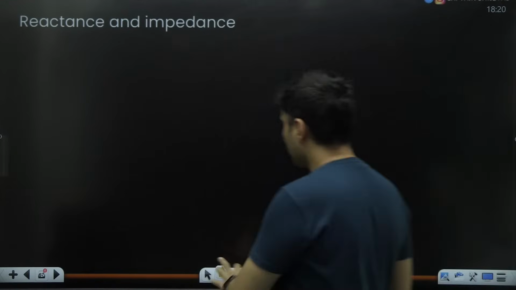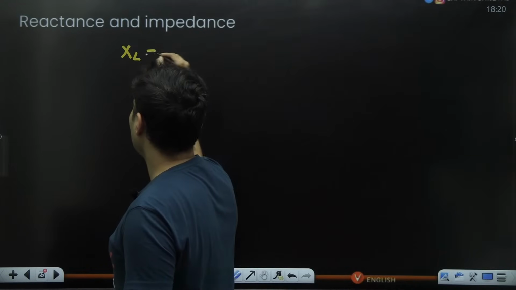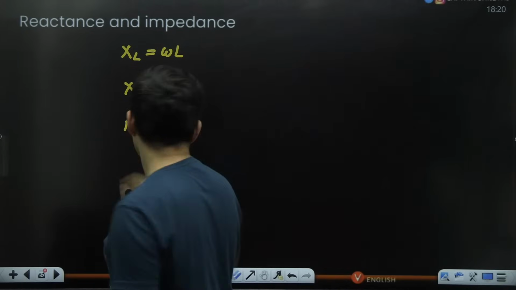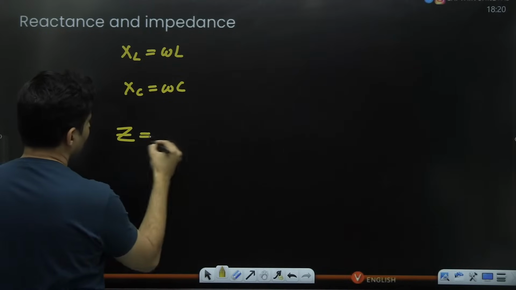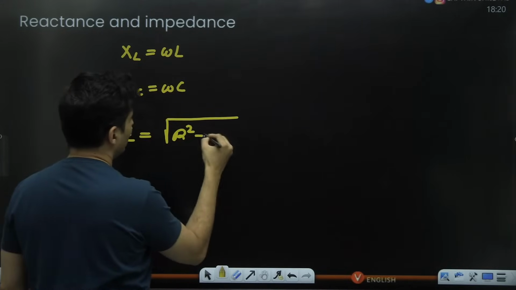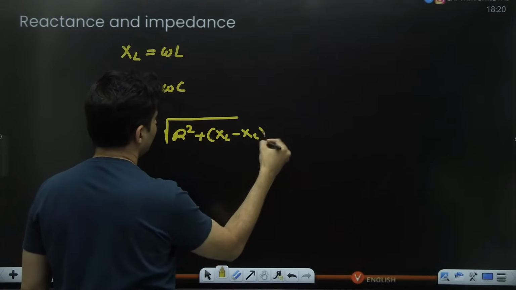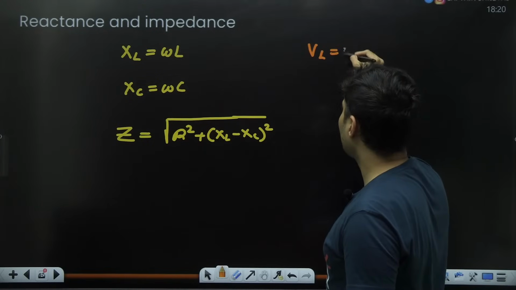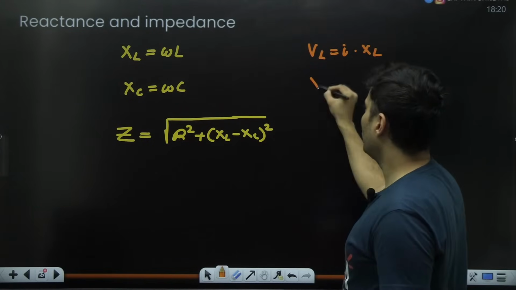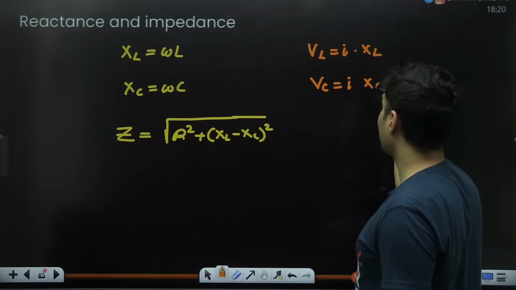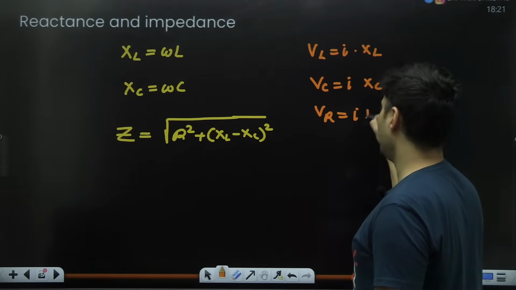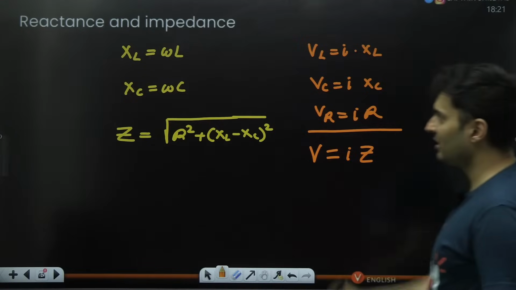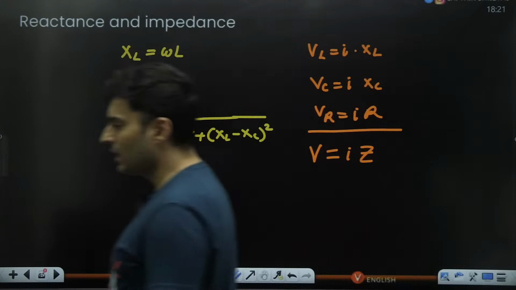Reactances and impedance. Yes, reactance formula. For an inductor, it is omega L. For a capacitor, it is 1 by omega C. The total impedance of the circuit is given by the square root of resistance square plus XL minus XC whole square. Also keep in mind that the voltage across the inductor is current into XL, voltage across the capacitor is current into XC, voltage across the resistor is current into resistance, and the total voltage is the total current into the total impedance. All these formulas you should definitely know.